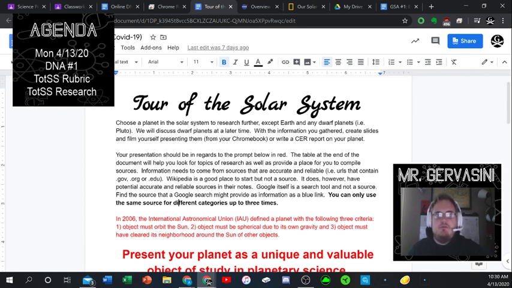Your presentation should be in regards to the prompt below in red. Okay, the table at the end will help you look for information, break it down to topics. Information needs to come from sources that are accurate and reliable. That means websites that end in .gov, .org, .edu. Some .coms are okay. I'm going to show you an example of that in a second. Wikipedia is a good place to start, but is not a source. I'll show you how to use Wikipedia as a good place to start, but not as a source.